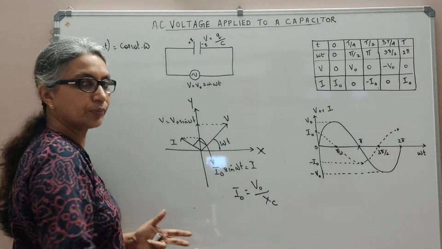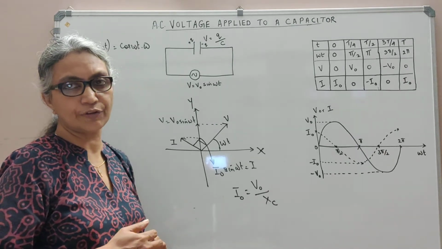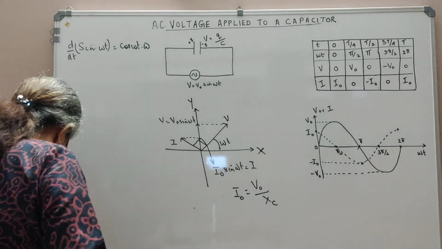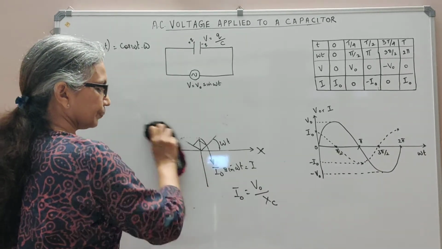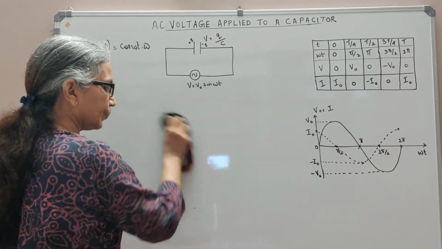So V0 by XC would mean that the current I0 peak value should be less than the peak value of voltage. So this is the phasor diagram. Now what we need to discuss here further is the power dissipated in such a circuit, just like the inductor, we discussed this in the inductor circuit also.